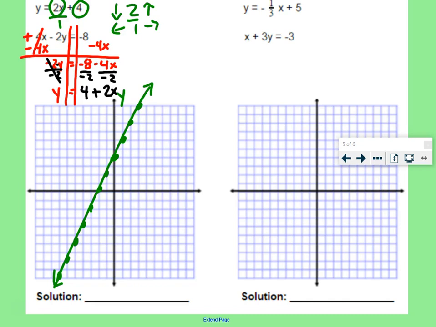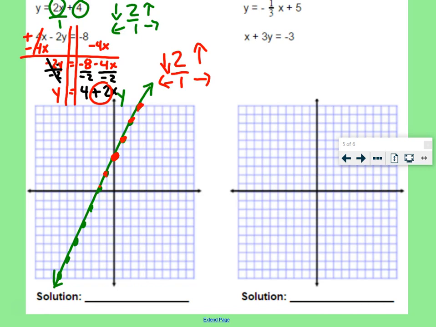Now our slope for this is going to be next to the x, which is 2. So our slope is going to be 2 over 1. So we can go up and right, down and left. Our y-intercept is this 4 right here. So we're going to go to 4. And then we're going to go up 2 over 1.